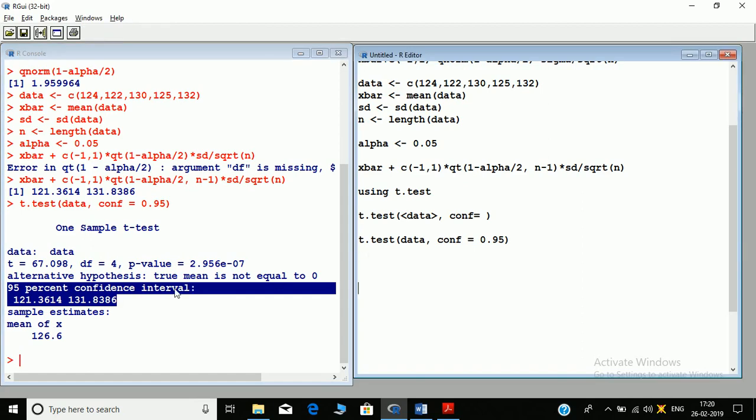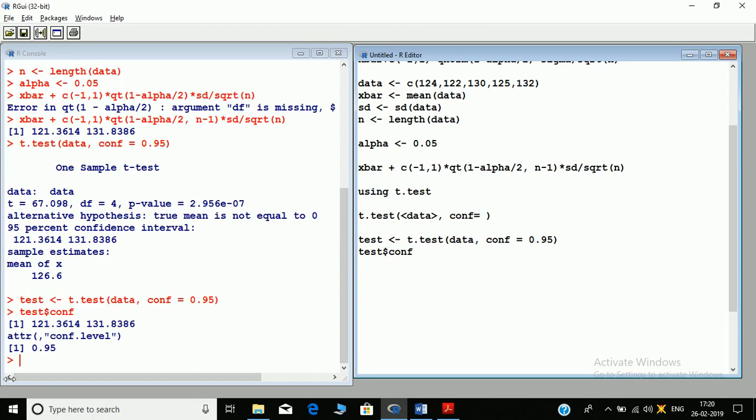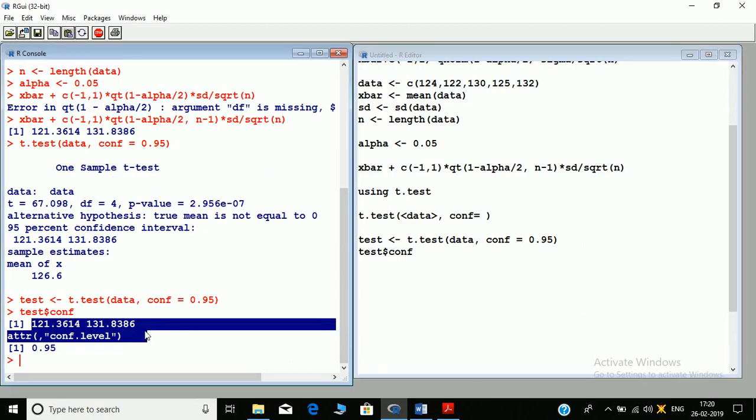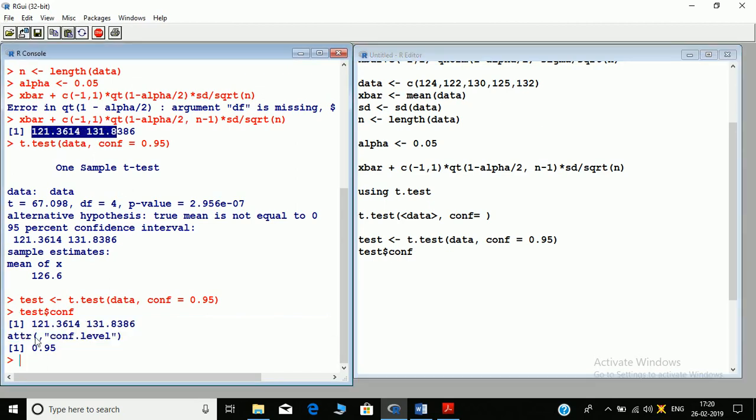If we want only the confidence interval, what we do is store this in a value, say test, any name you can give. I've stored this in test, and if I write test$conf, I will get only the confidence interval. So you can see, the values we got from the scratch method, we are getting the same values from t.test also.